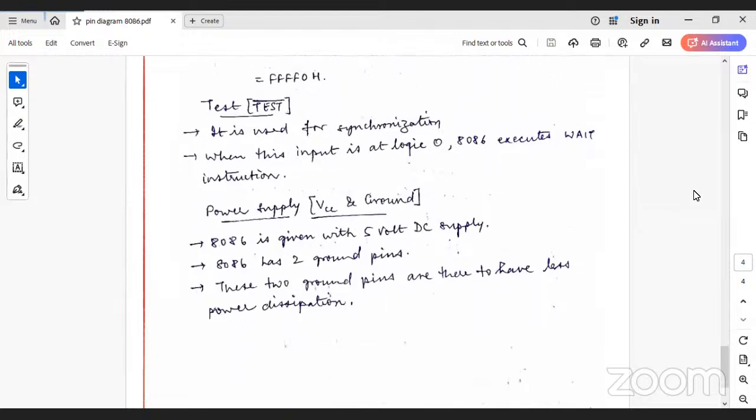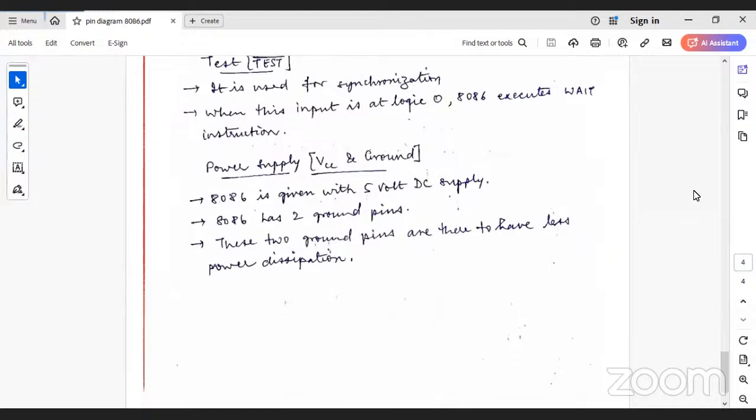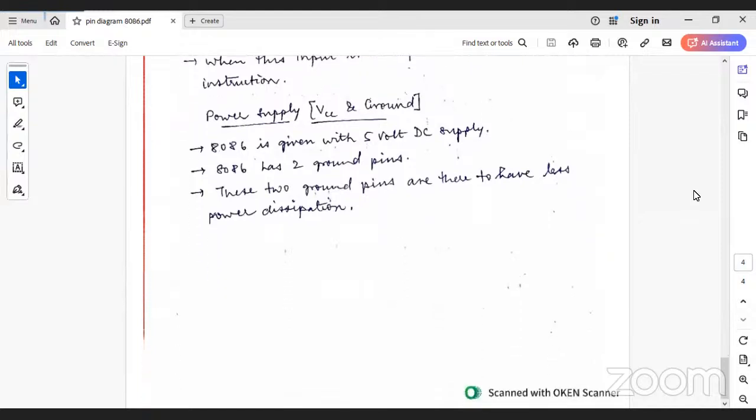Next is your power supply. So all will have a power supply which is as usual 5 volts DC supply, and pin number 40 corresponds to this. Then as I said, it has 2 ground pins, and these 2 ground pins are used to have a lower power dissipation. To have lower power dissipation, you are having 2 ground pins. So much we discussed about your pin diagram.